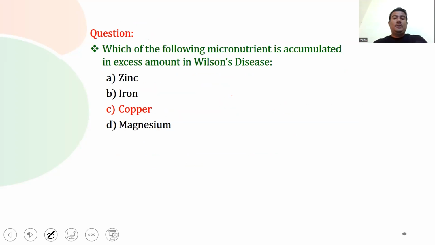Which of the following micronutrients is accumulated? The options being zinc, iron, copper, and magnesium. The correct option is copper.